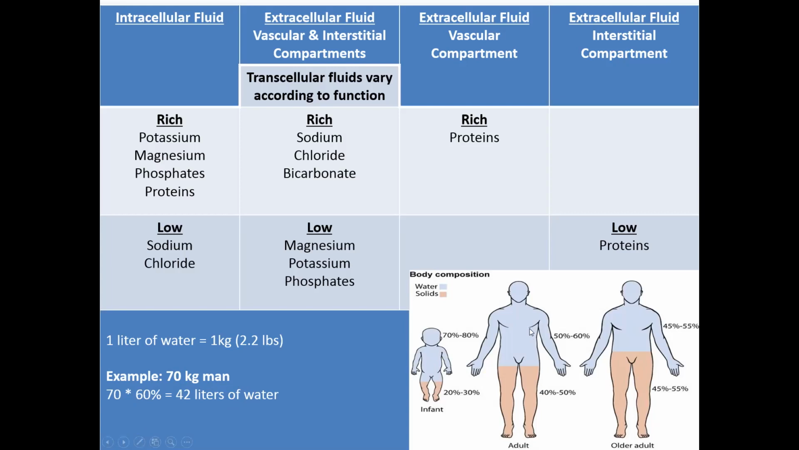So a normal adult is about 50 to 60% fluid. Infant is 70 to 80% fluid, right? So an infant has more fluid in their body than an adult. And notice that as we get older, we lose some fluid. An older adult is only between 45 to 55% fluid of body weight. So 2/3 of all that fluid is inside of our cells.